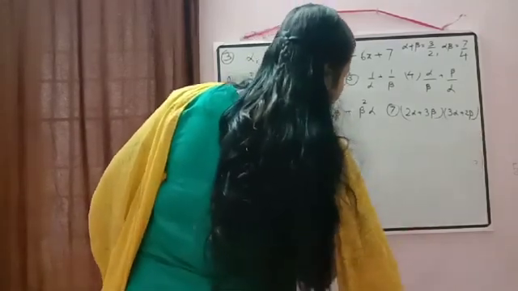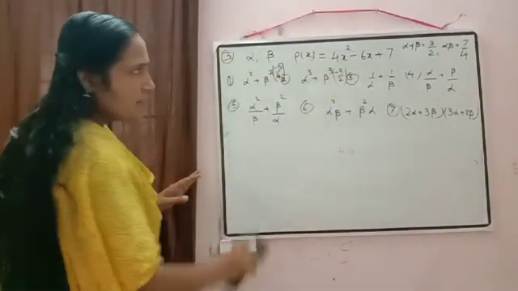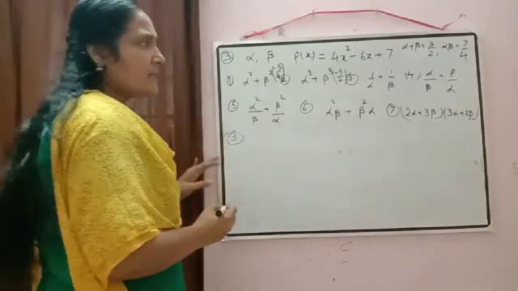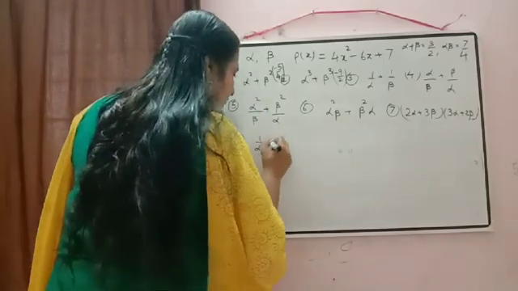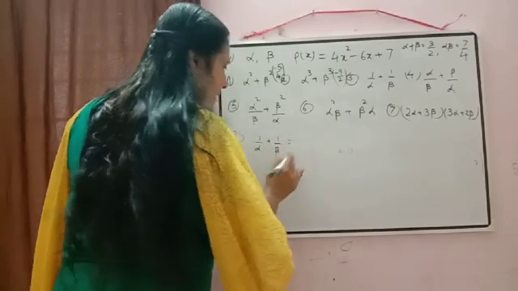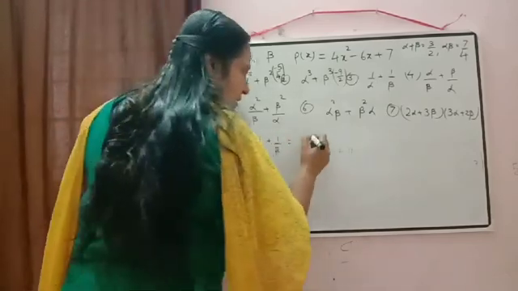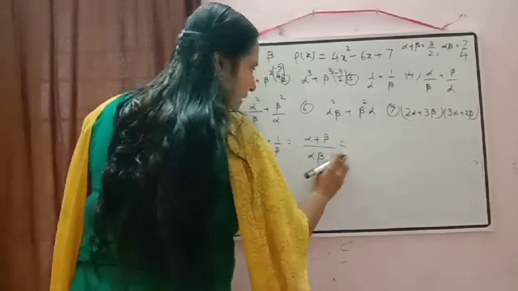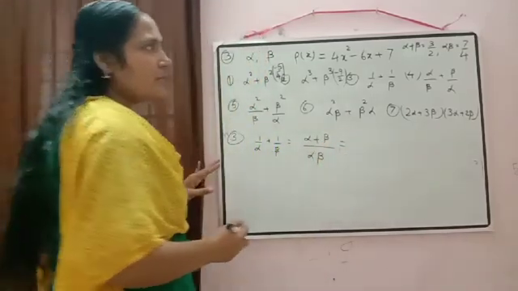1 by alpha plus 1 by beta. What we can do? Yes, we have fraction. Then we can do the cross multiplication. So 1 by alpha plus 1 by beta will be equal to beta plus alpha. So we can write down here alpha plus beta by alpha beta. We know the value, substitute the value.